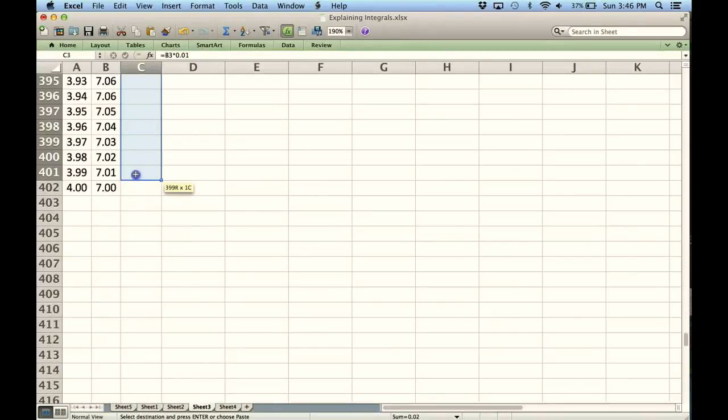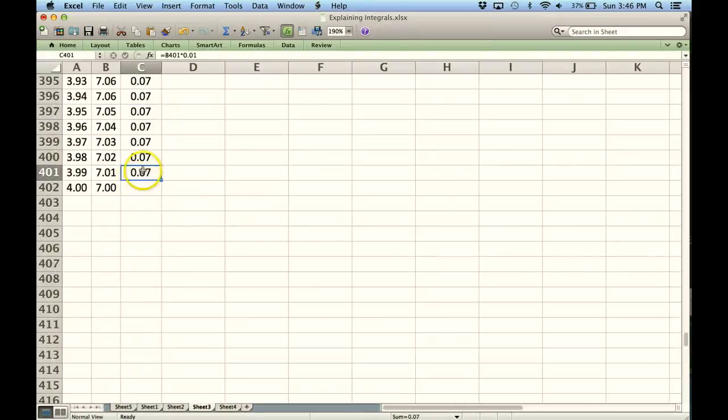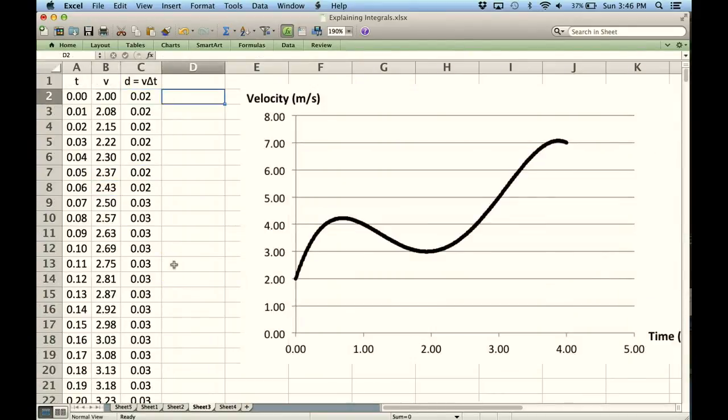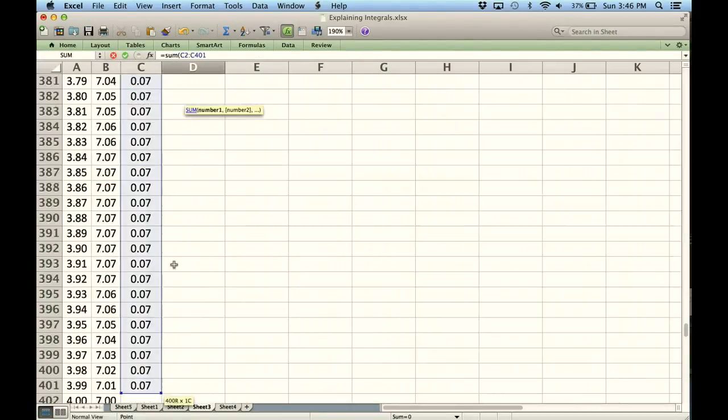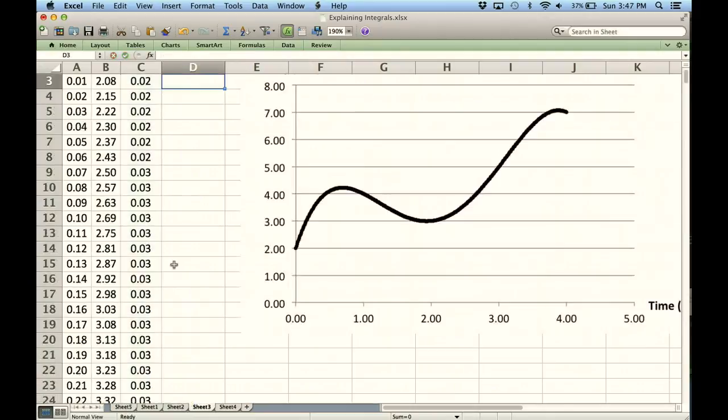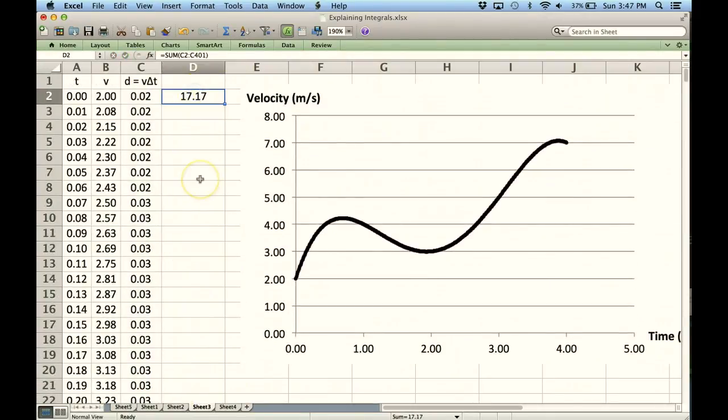All the way up until the end. And again, in this final interval, we assume that we're moving at 7.01 meters per second for the final 0.01 seconds all the way up till the end. So I don't need this last value. And I add every one of those distances together, and what do I get? 17.17. That's really close to the 17.2 meters that we actually travel.